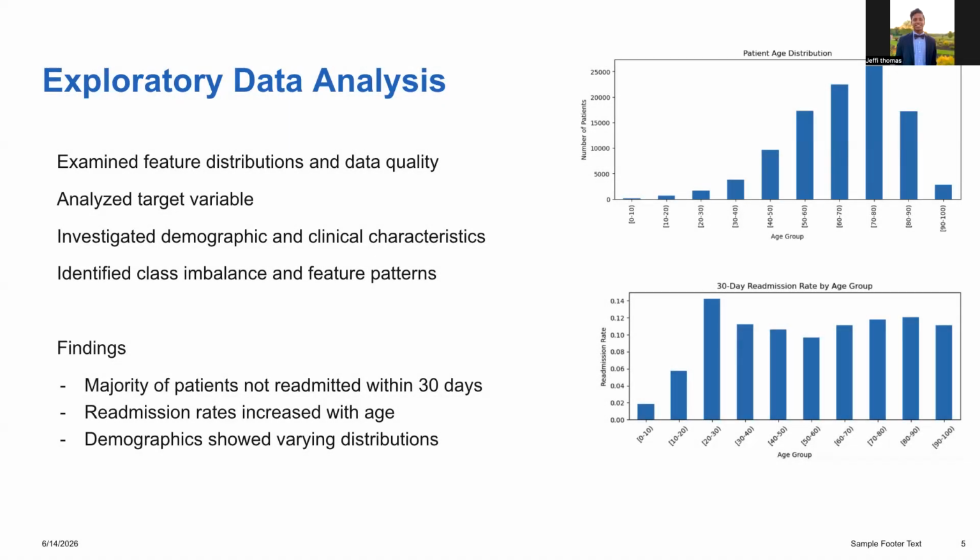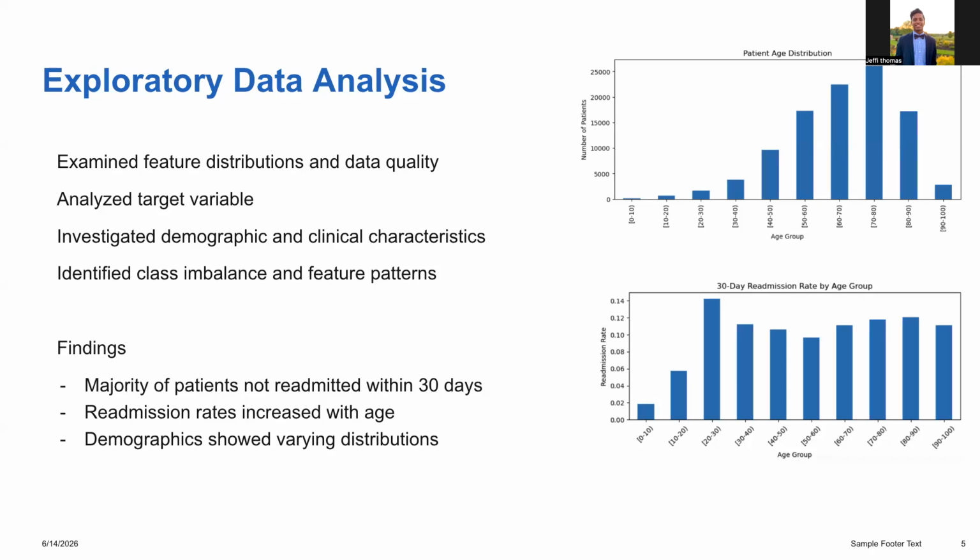So we began by performing exploratory data analysis on the diabetes readmission dataset. This contained over 100,000 hospital encounters. The goal of this phase was to better understand the data before building any machine learning models. We examined the distribution of the target variable, which is whether a patient was readmitted within 30 days, and found that readmissions were the minority class, indicating a class imbalance problem.